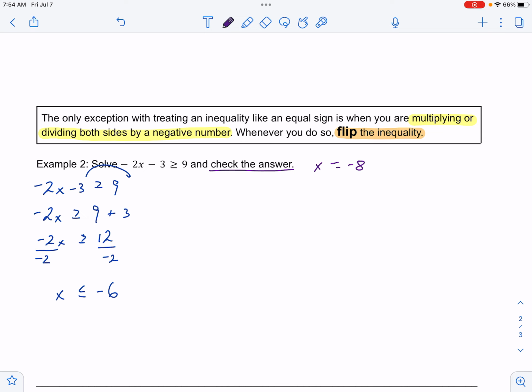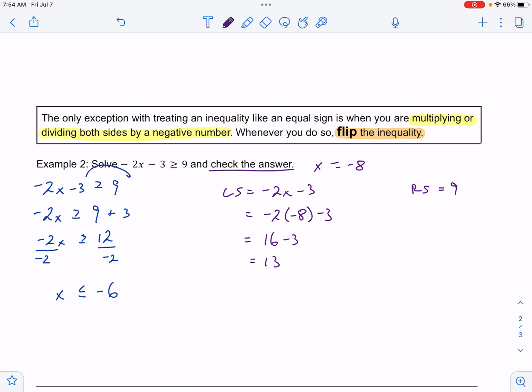All right, plug it in. Left side was negative 2x minus 3. Right side was 9. Plug in that negative 8. Negative 2 times negative 8 is 16. Minus 3, which is 13. My right-hand side is 9.